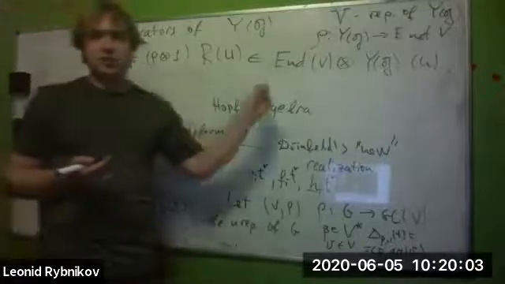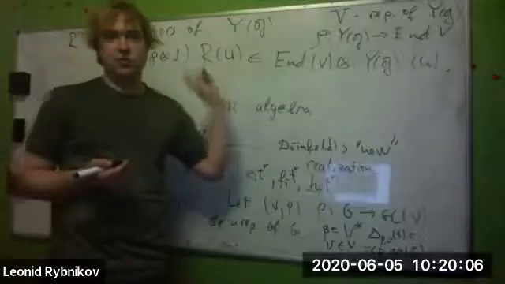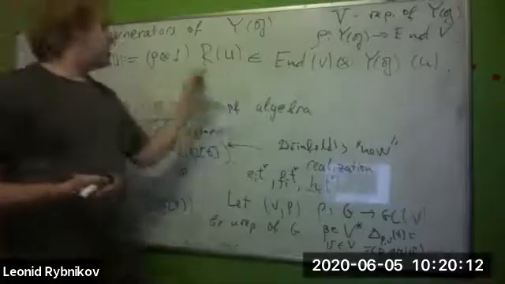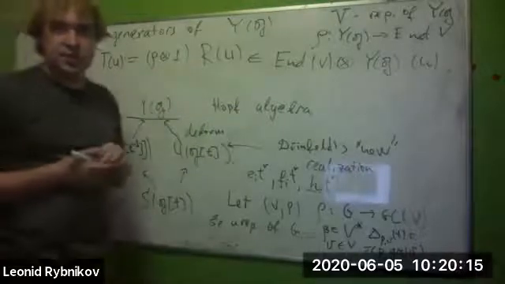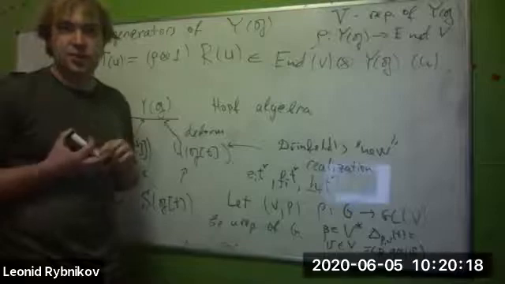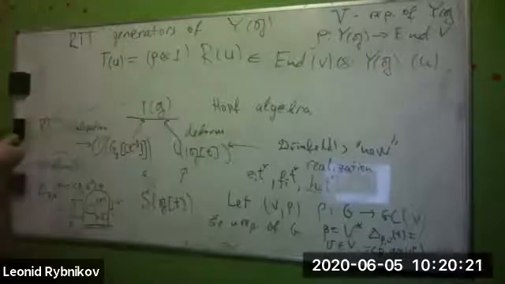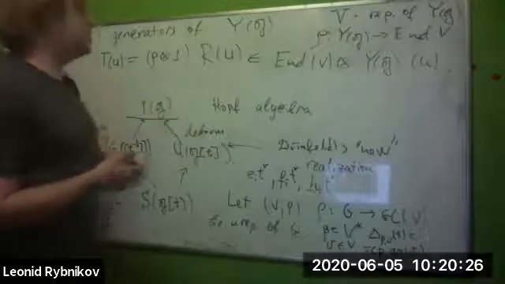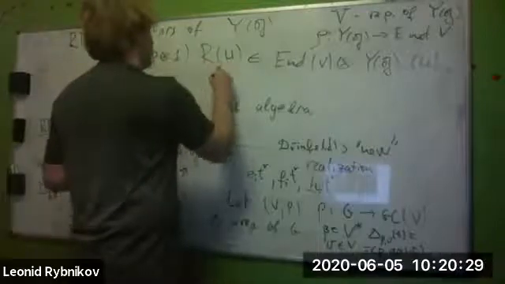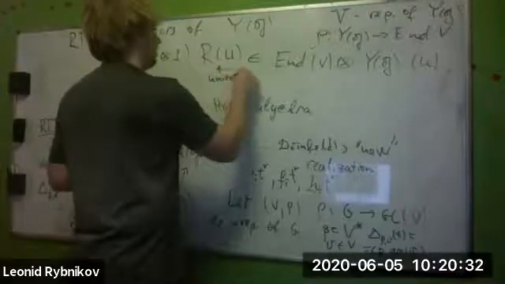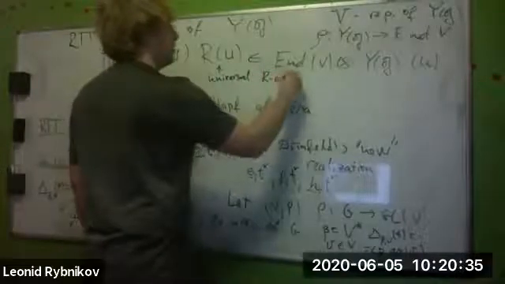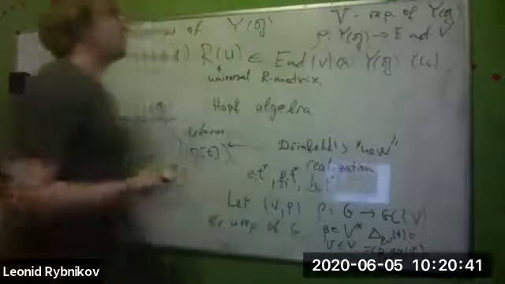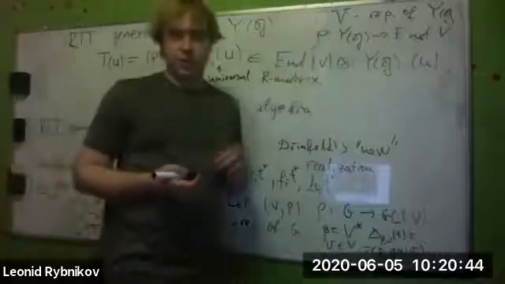For the Yangian of GLN, in particular for the Yangian of GL2, which I already considered, we recover the T matrix, the generator. But the definition is general once you have the universal R matrix and know it in some representation of the Yangian.